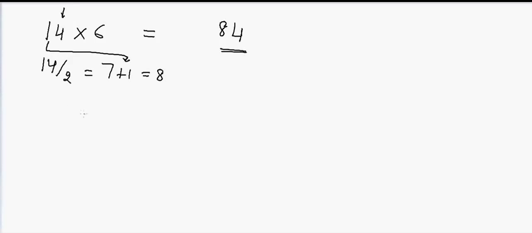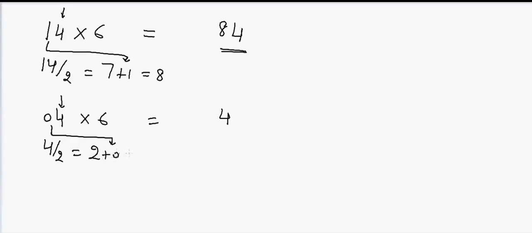Another example, if I have 04 and I want to multiply by 6, in that case the last digit is 4, so I'll write 4 here, and then half of 4 is equal to 2. Because it's a 0 here, if I add 0 it will still remain 2. The answer will be equal to 24.